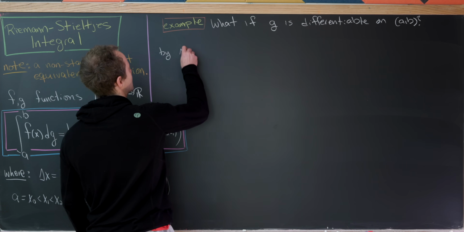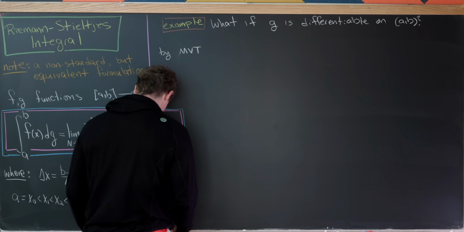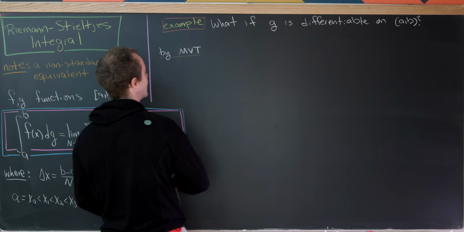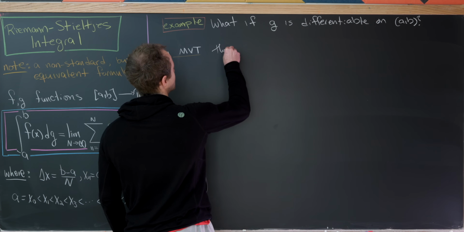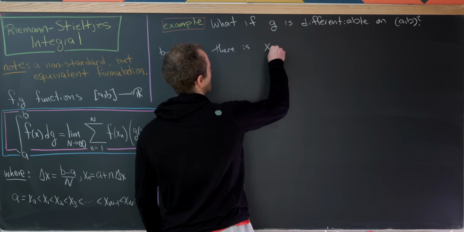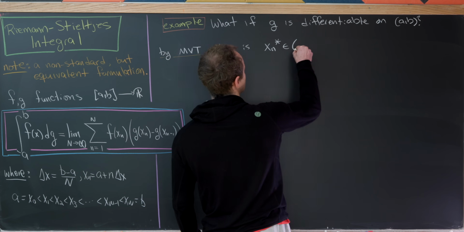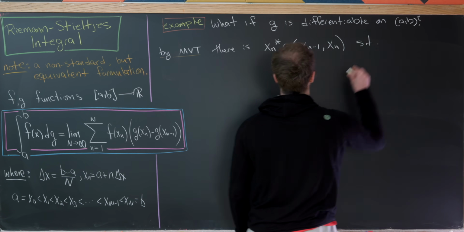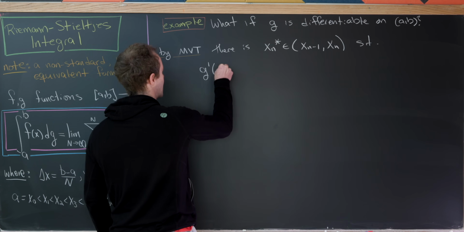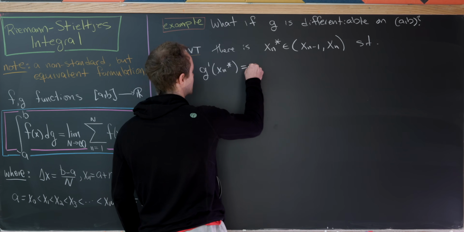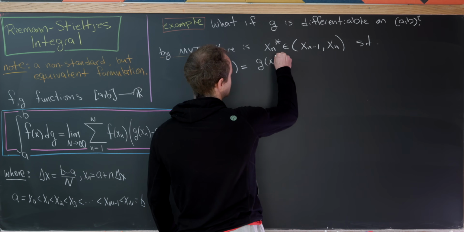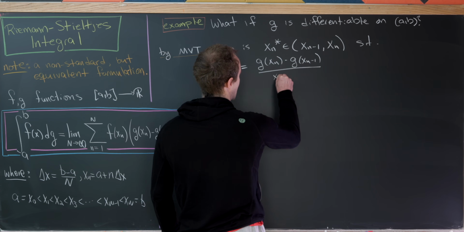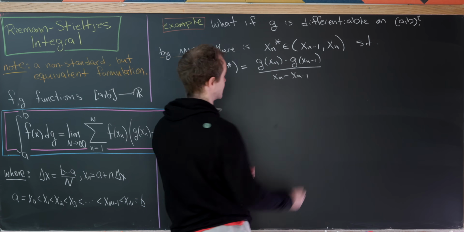So let's write that down. By the mean value theorem, there is a point, which I'll call x_n star, on the open interval from x_{n-1} to x_n, such that g prime of x_n star equals g(x_n) minus g(x_{n-1}) over x_n minus x_{n-1}.